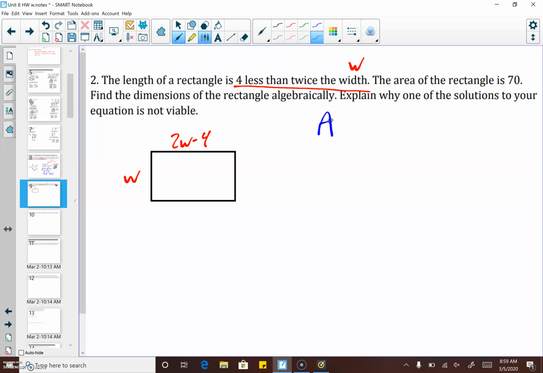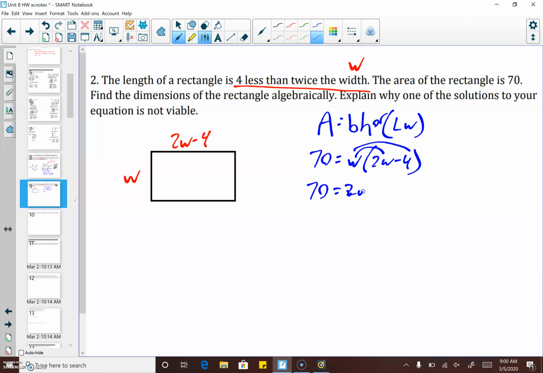So we think the area of our rectangle is either length times width or base times height, whichever you want to call it. It's the same as length times width. So we're going to have w times 2w minus 4. Now, they also told us the area of the rectangle was 70. So we'll distribute this w in here because we've got to set it equal to 0. And we end up with 70 equals 2w squared minus 4w.